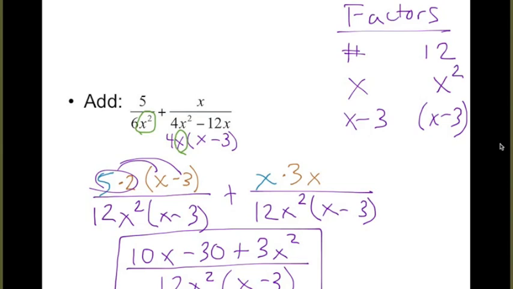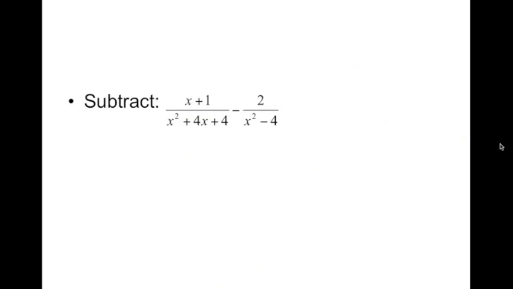Okay, so let's try another one. First thing I'm going to do on this one, since it's a subtraction problem, is change it to plus and put that negative into that second numerator. Otherwise, I find for myself, I tend to lose that little negative, and if it's attached to a number, I keep track of it better.